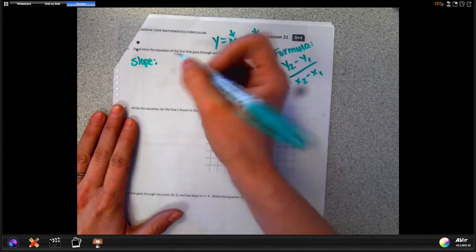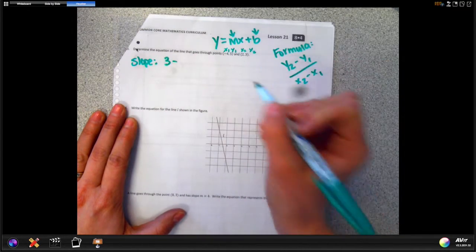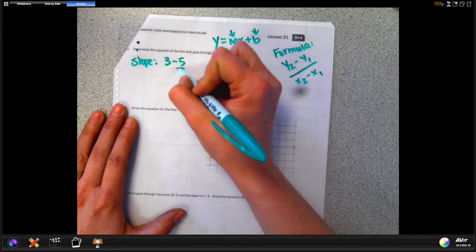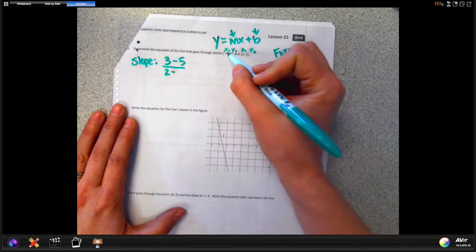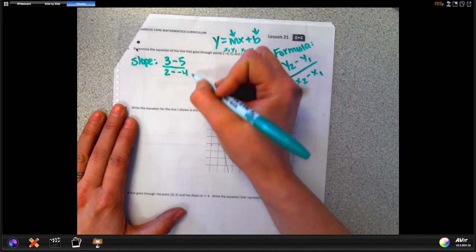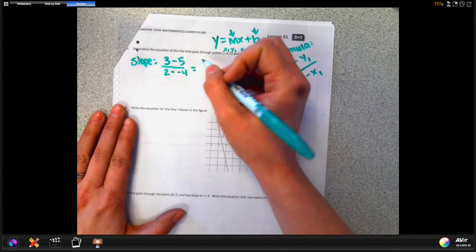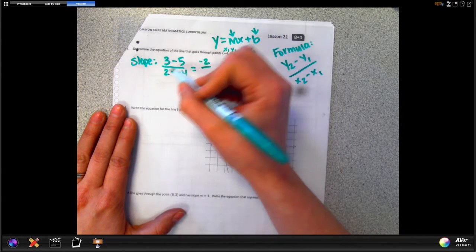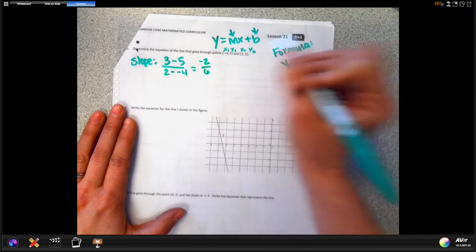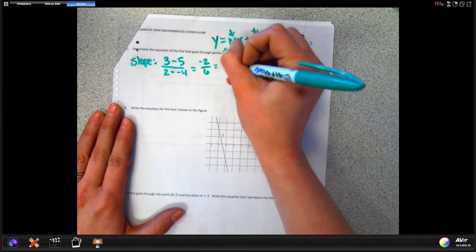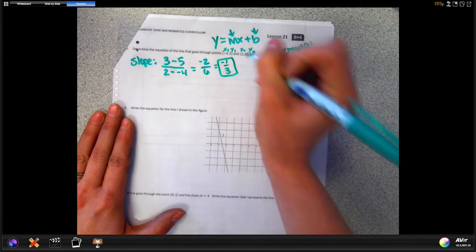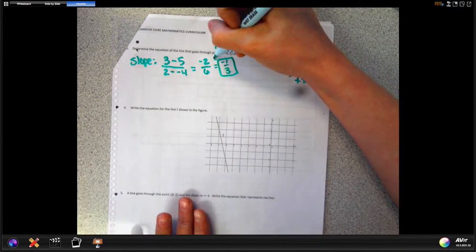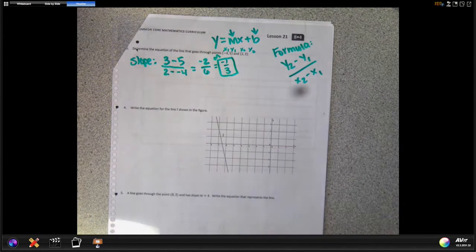y2 minus y1 is going to be 3 minus 5 on the top, on our numerator. x2 is 2 minus x1 of -4 on our denominator. Well, 3 minus 5 is -2, and 2 minus -4 is actually +6. And if we reduce that, we get -1/3 for our slope. So I'm going to put a box around that because we're going to need it later. That's our m. And then now we need a y-intercept, just like before.